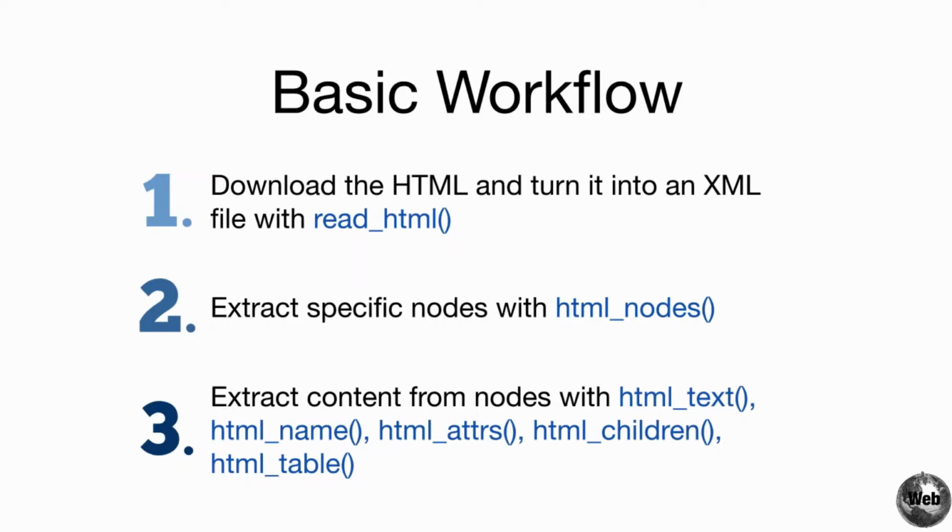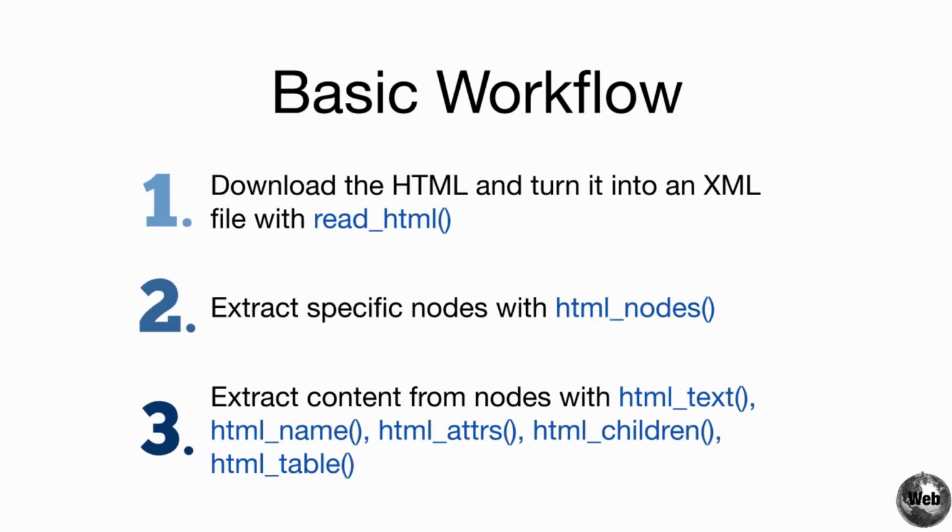So read HTML is going to turn that HTML into XML, which is just another way to organize that information. Sort of like when you save things in R, you normally save them as a list. A list is a way of organizing information. It's easier for rvest to use the XML format. In XML, each tag is called a node, and HTML nodes will extract the different nodes in your HTML document.